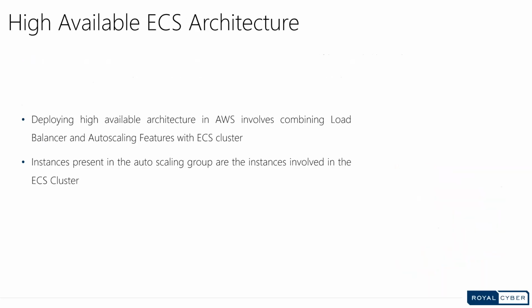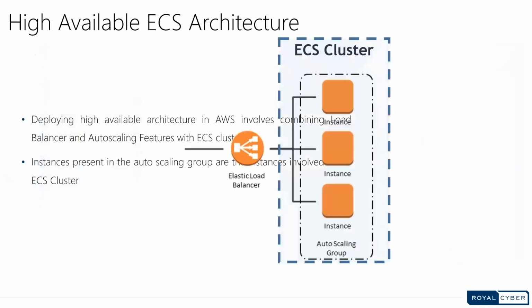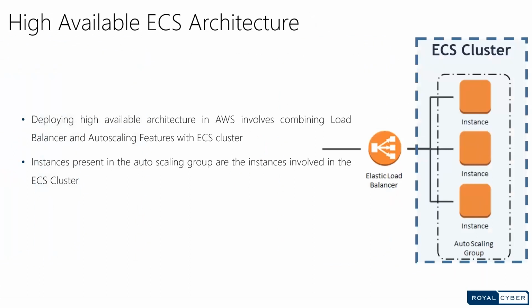In case we want a highly available ECS architecture with minimum downtime, this is how we can create it. We can create an ECS cluster with instances and auto scaling configured and put it behind an elastic load balancer to make it highly available across your environment.